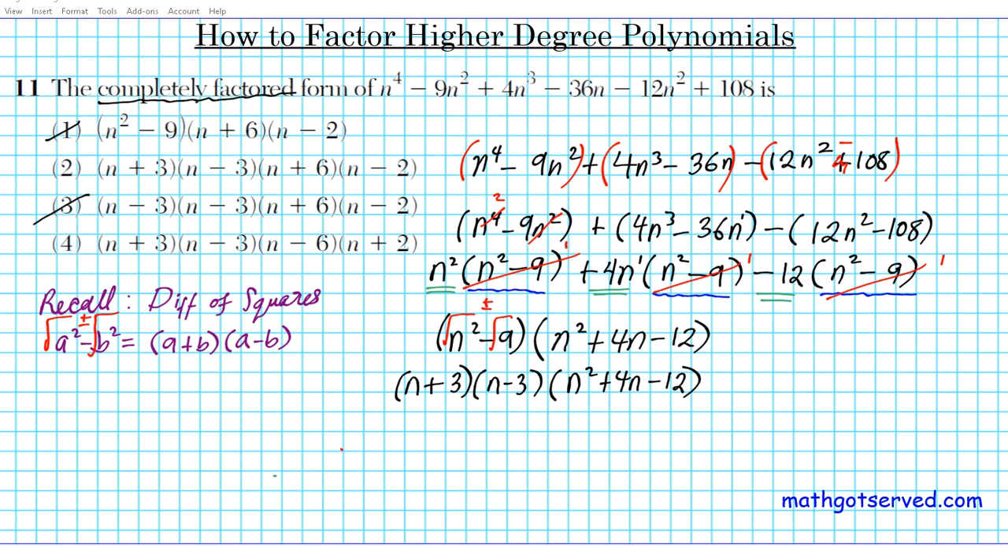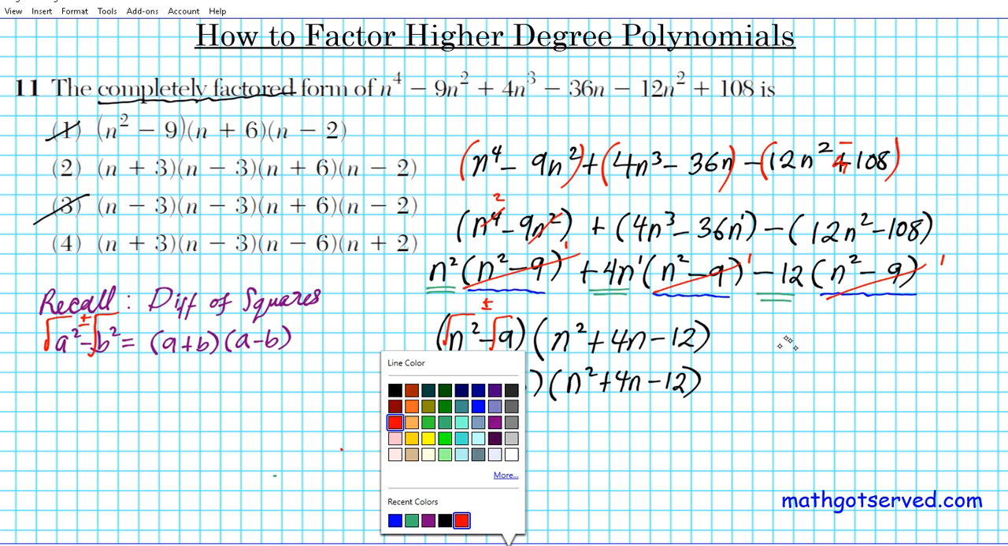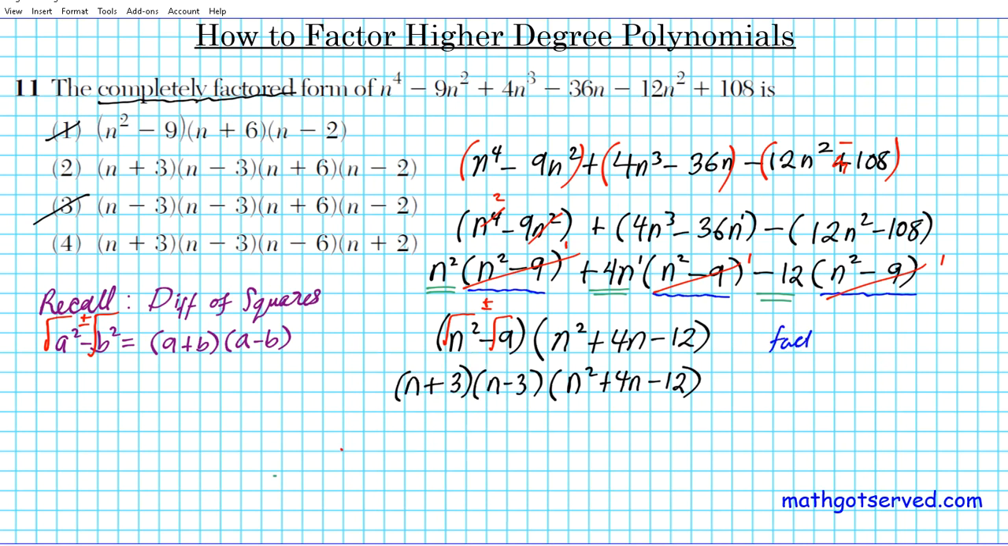Alright, so we're going to shift to the side here, and we're going to proceed to factor this quadratic trinomial, n squared plus 4n minus 12. We're going to use the x game, or we can also call it the magic square or the AC method. Doesn't matter what you call it, same procedure. So set it up. We have AC is negative 12 and B is 4.